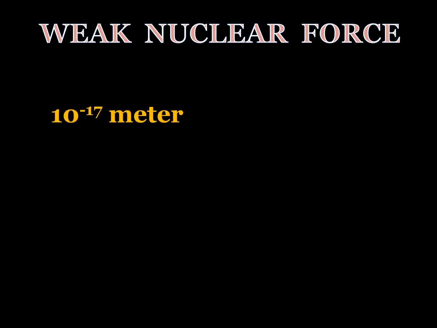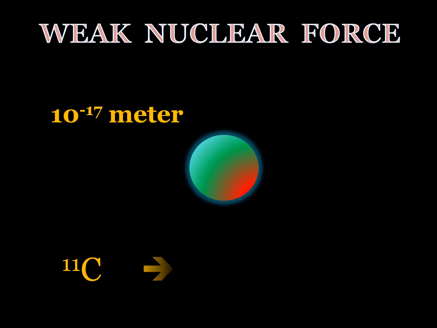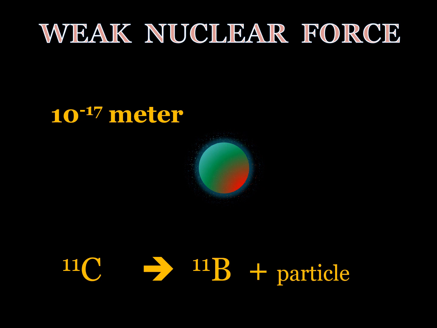Weak nuclear force is effective only at 10 to the power minus 17 meters. Things that are held together by this force sometimes simply break apart because this force, as the name suggests, is very weak. For example, a carbon-11 atom will decay into boron-11 with the release of some other particle. However, the weak nuclear force is also responsible for bringing things together.